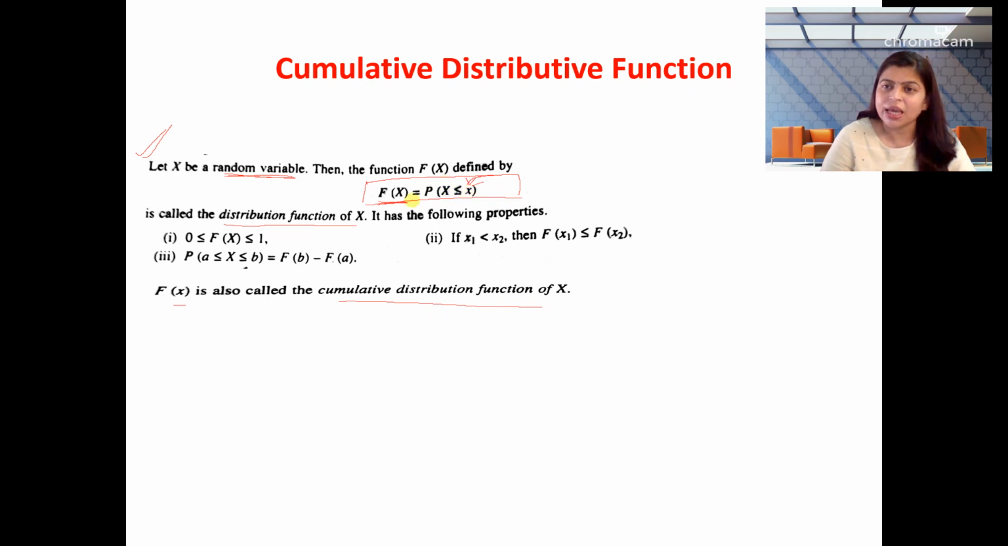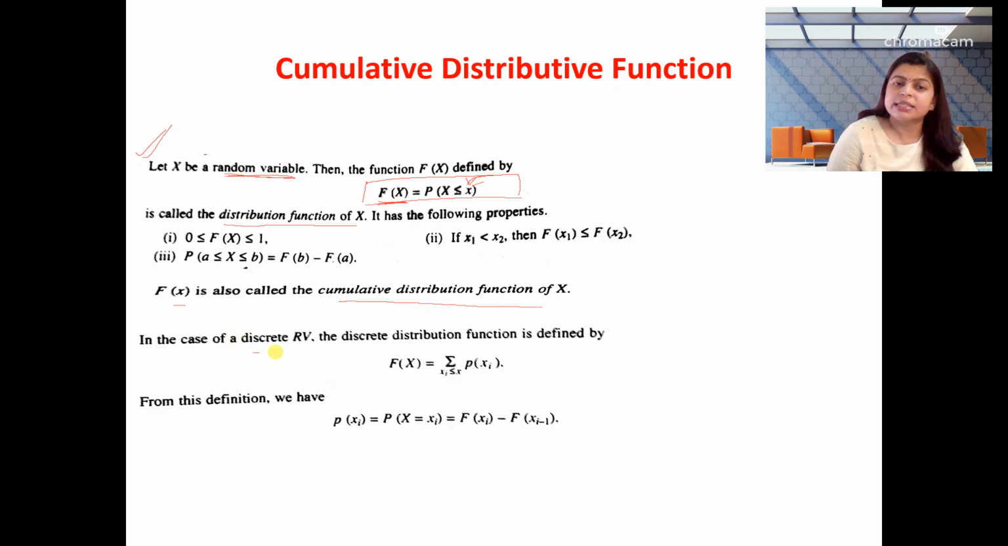Now I will tell you how the CDF works for a discrete random variable. In the case of a discrete distribution function, or simply CDF, it is defined like this: F(x) is the summation of all probabilities for which these x_i's take values less than or equal to x. Let me explain.